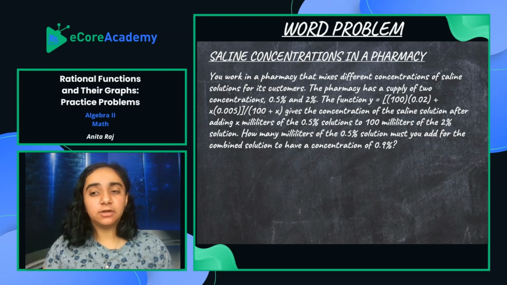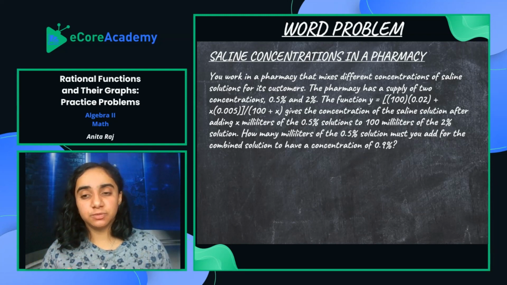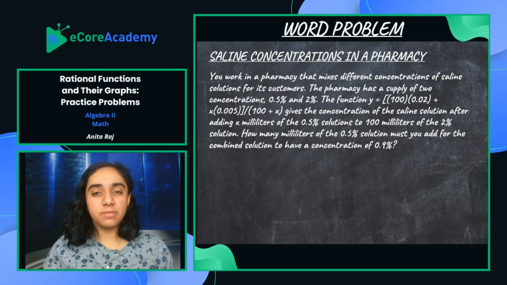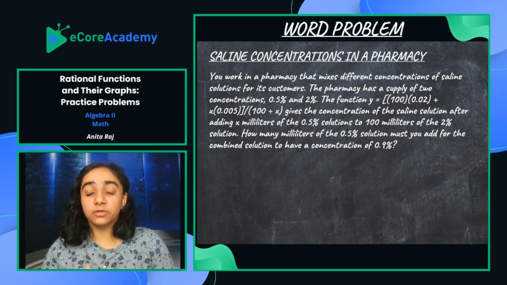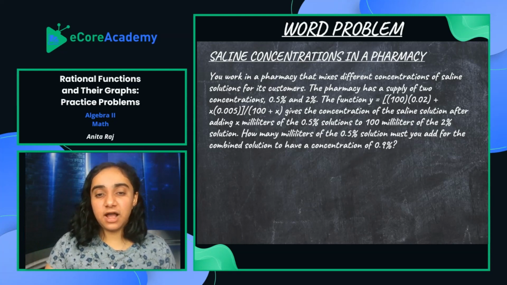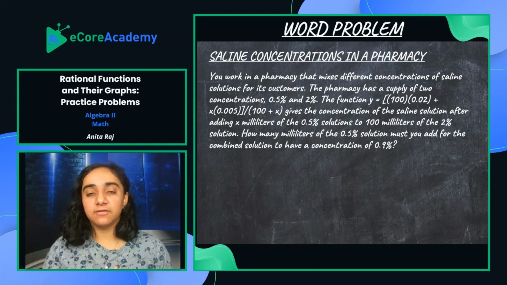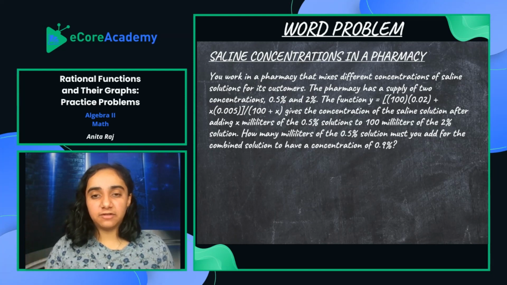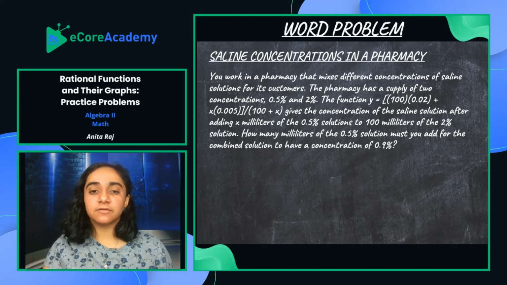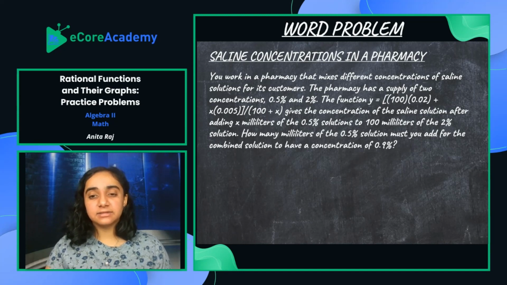The function y equals 100 times 0.02, which is 100 milliliters times the 0.02, the 2%, plus x, which is an unknown amount of milliliters, times the 0.5%, which is 0.005. All of that divided by 100 plus x, which is the 100 milliliters of the 2% plus how many milliliters we have of the 0.5%. This gives the concentration of the saline solution after adding x milliliters of the 0.5% solution to 100 milliliters of the 2% solution. How many milliliters of the 0.5% solution must you add for the combined solution to have a concentration of 0.9%?